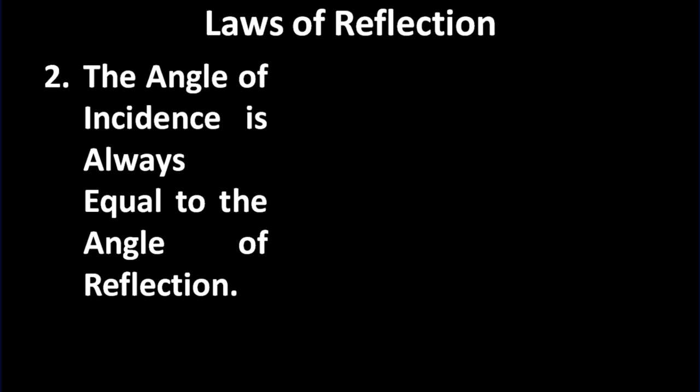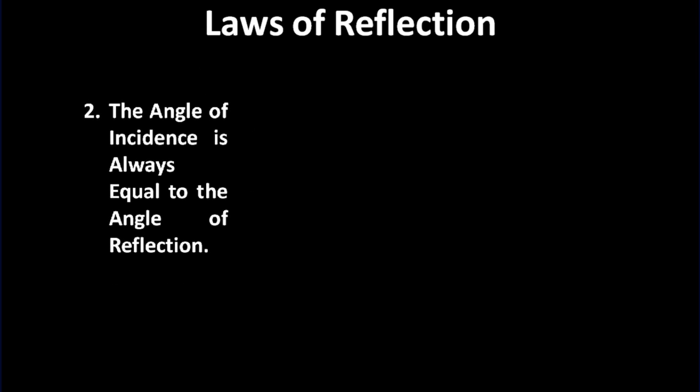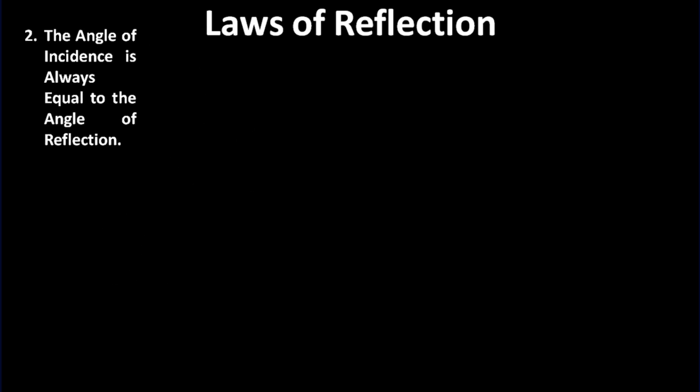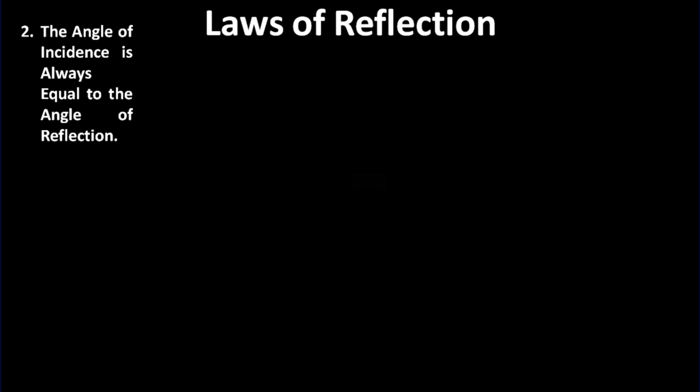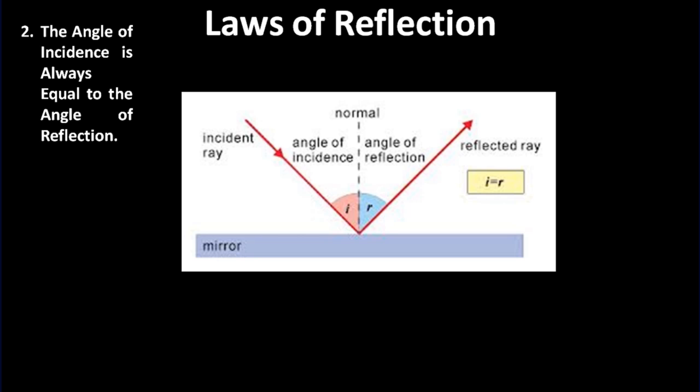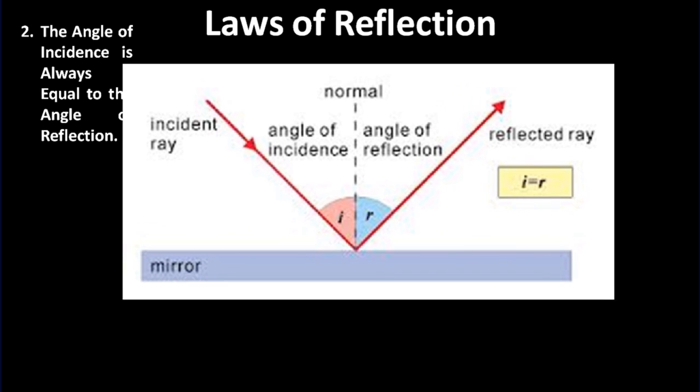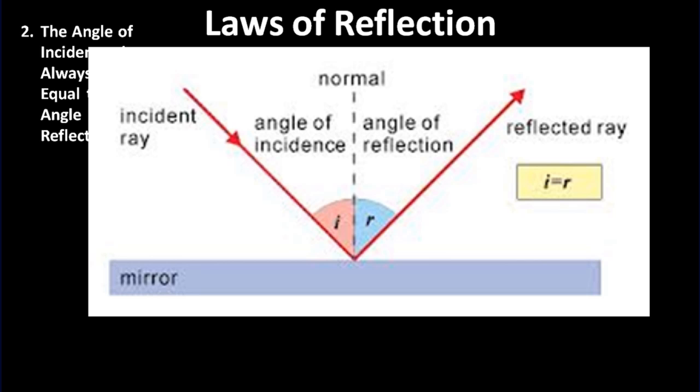The second law of reflection says the angle of incidence is always equal to the angle of reflection. Let us see this with the help of a figure. You see, the angle of incidence is the angle formed between the incident ray and normal. The angle of reflection is the angle formed between the normal and the reflected ray. Angle I is always equal to angle R.